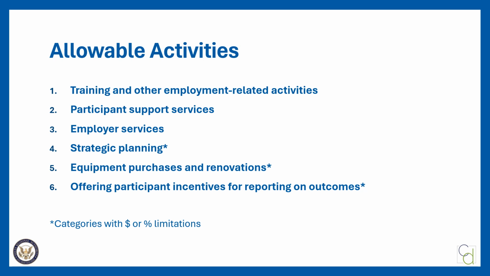The FOA lists 5 main categories of allowable activities, and then I want to mention a 6th that shows up later in the FOA under funding restrictions. Training and other employment-related activities, participant support services, employer services, strategic planning, equipment purchases, and renovations. And then the other activity that we'll talk about later is offering participant incentives for reporting on outcomes.